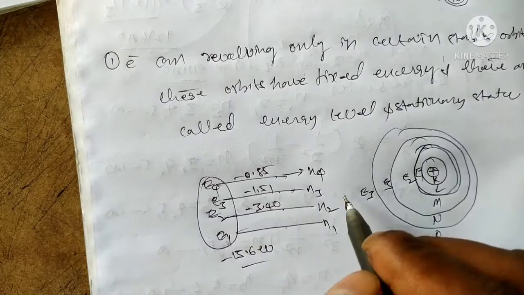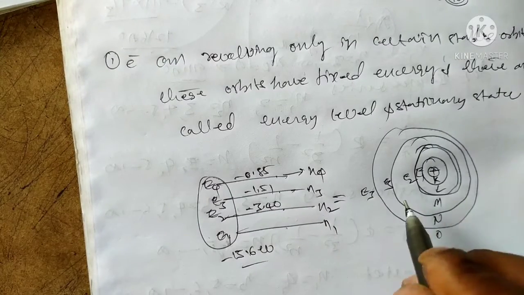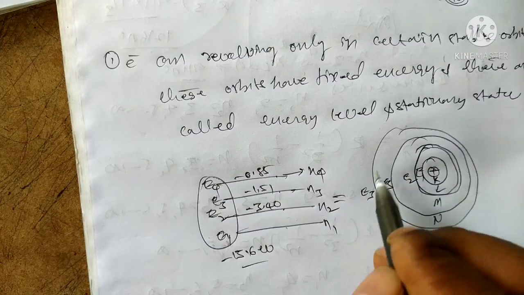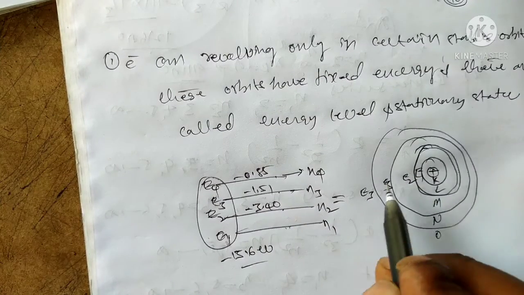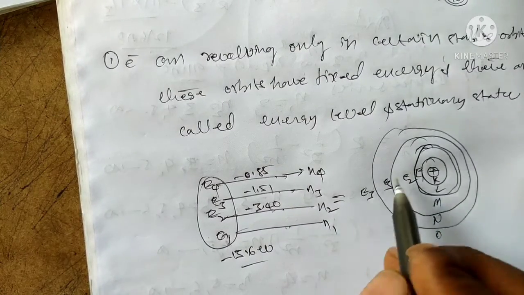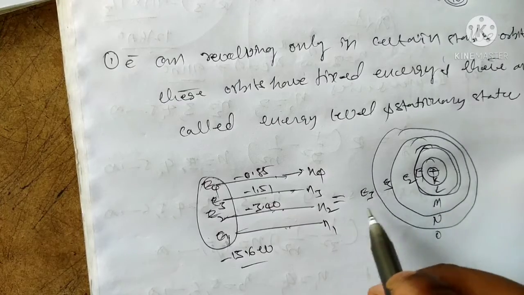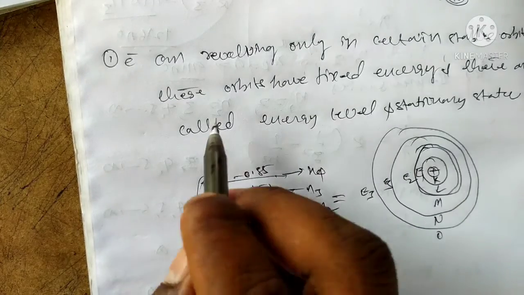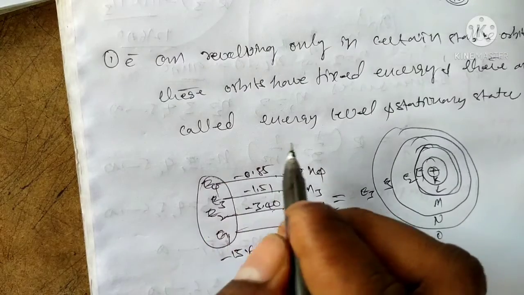This is the electron rotating around the nucleus, in the first energy state, second, third, like this. Electrons are revolving around the nucleus. This is the first postulate: the energy state.